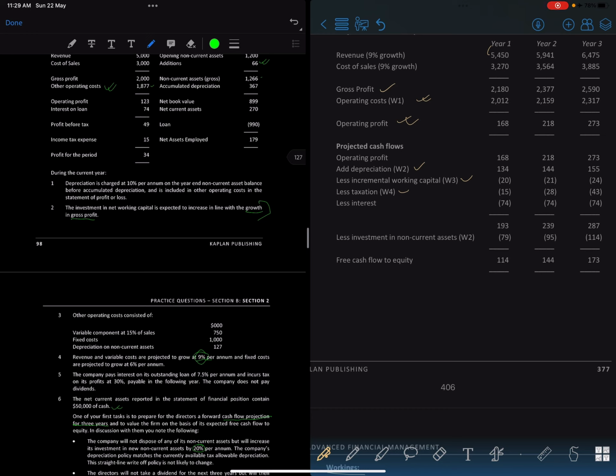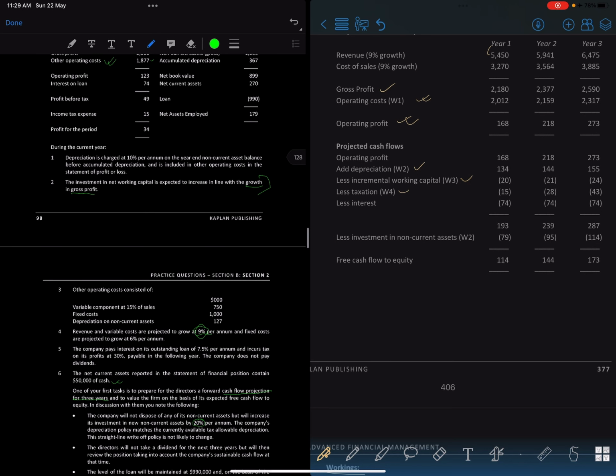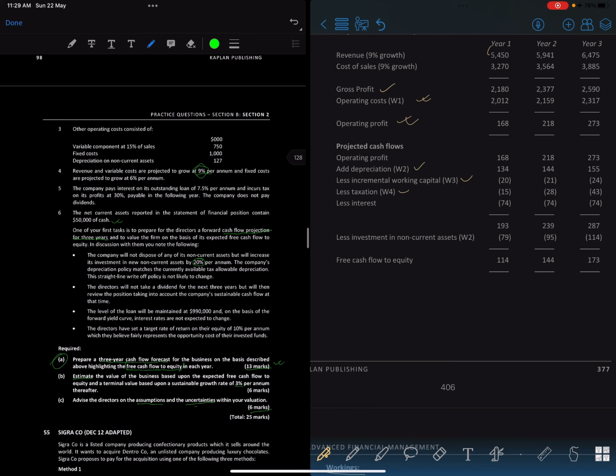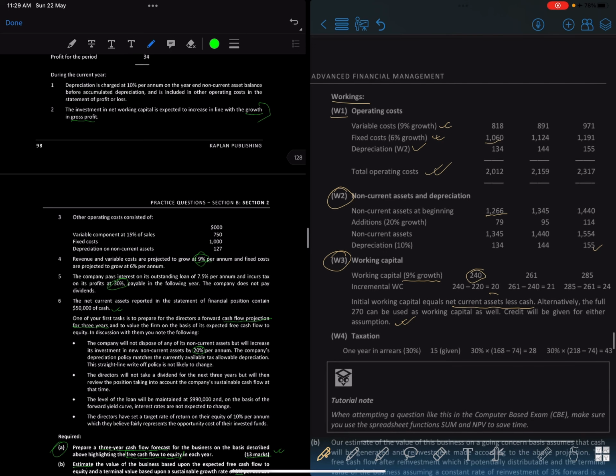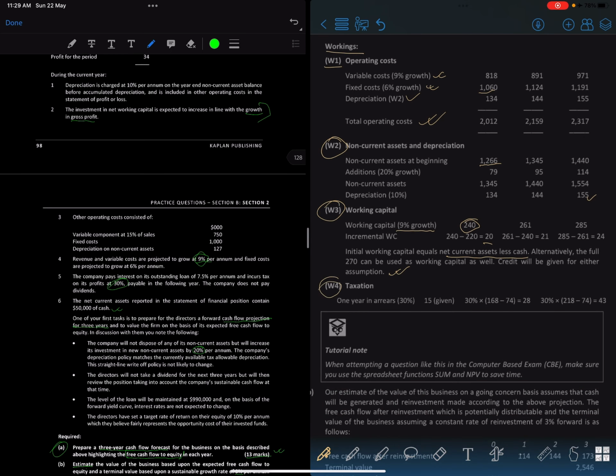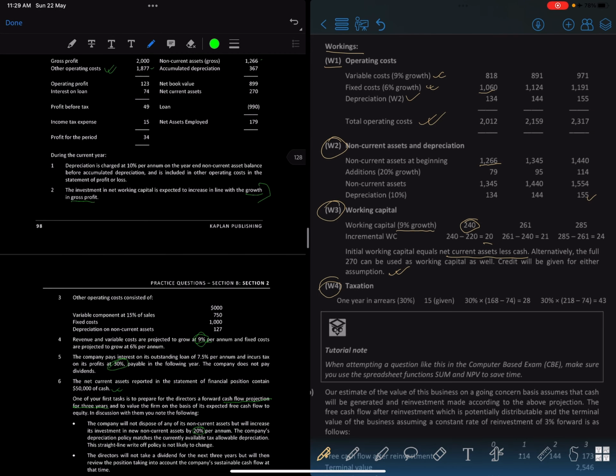Taxation is 30%, isn't it? Somewhere I saw it. 30%. So we need to do some working for that as well, right? So it's going to be in arrear. So 15 is given, right? 15 is given already, and then that's going to be paid next year, right? So that's why 15 is already given.